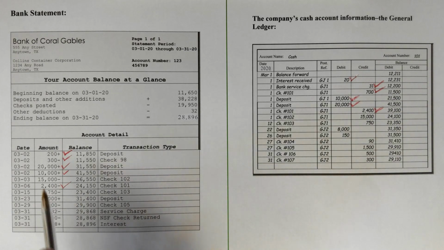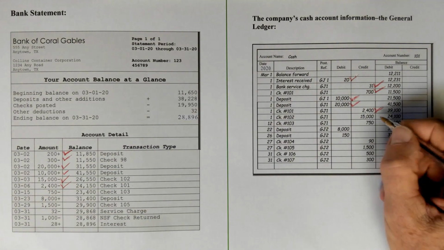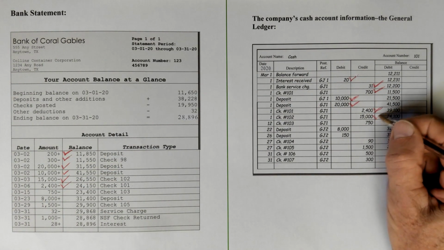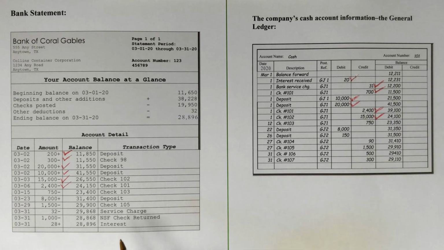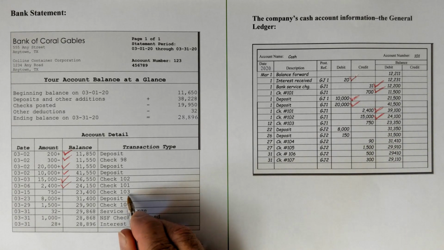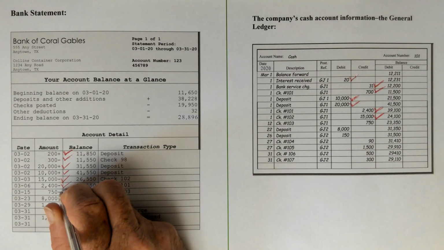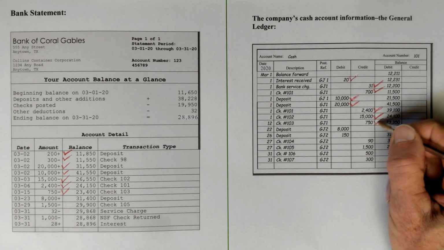Check 102 for $15,000. Notice the order of these items is not necessarily the same. You know, we record it on our books, and it may appear earlier or later than other items on the bank statement. Next is check 103 for $750. So that item is on both places. This is looking great.